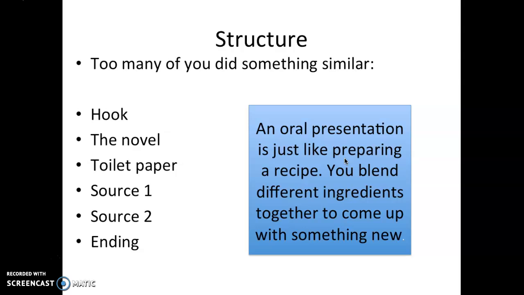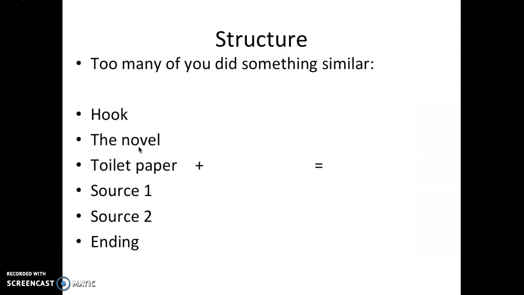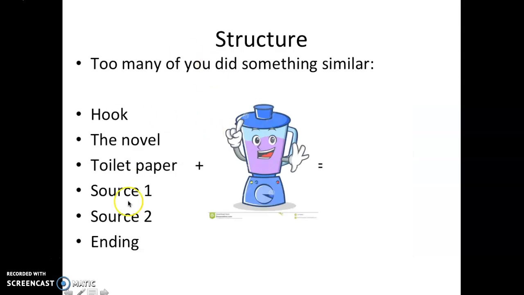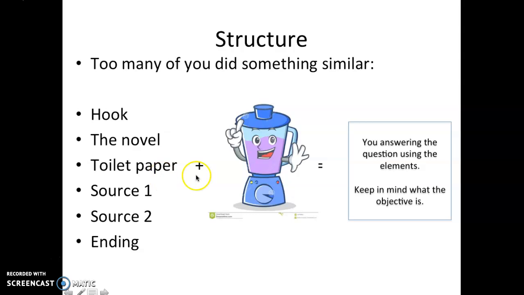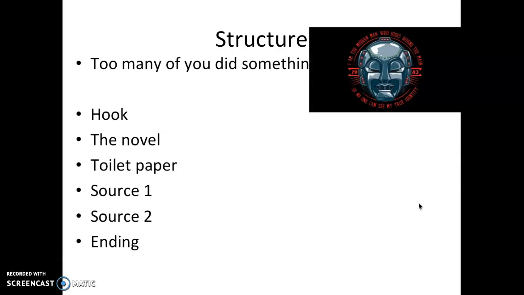An oral presentation is just like preparing a recipe. You blend different ingredients. The ingredients are here, and you put them together in order to come up with something new. Okay, so keep this in mind. You use all the elements over there, you blend them together, and then what this new thing is about is the objective, answering the question and the objective. Now, also keep in mind this.